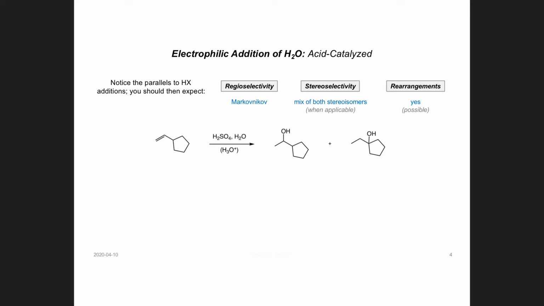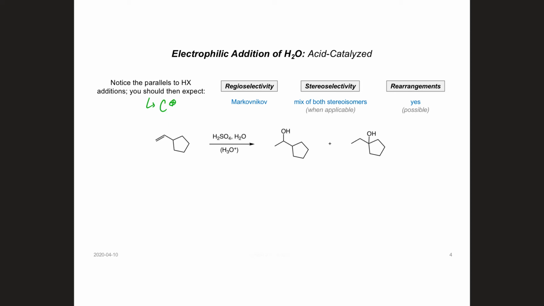Whenever we do form a new stereocenter, you should also expect that the stereoselectivity should be an equal mixture of the two configurations, at least at the position that's forming. And the last thing is, because of the intermediacy of carbocations, we would expect rearrangements to happen. All three of these factors are really consequences of the fact that there are carbocation intermediates for these reactions.